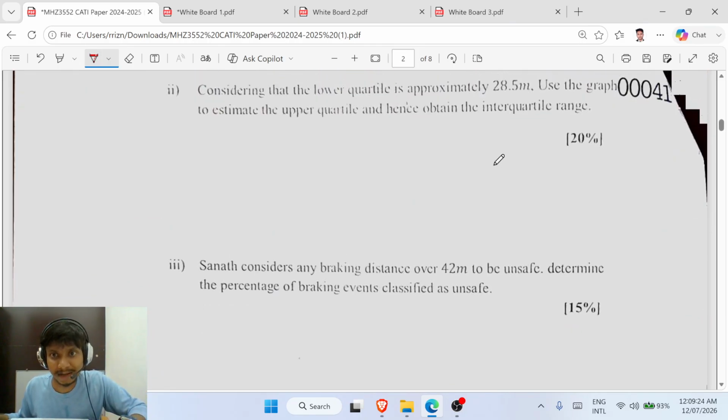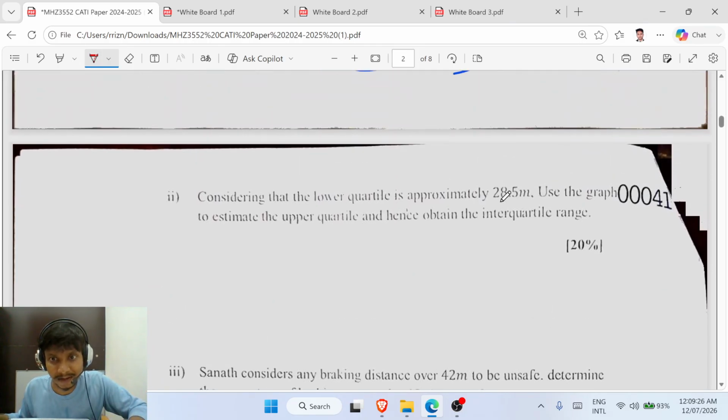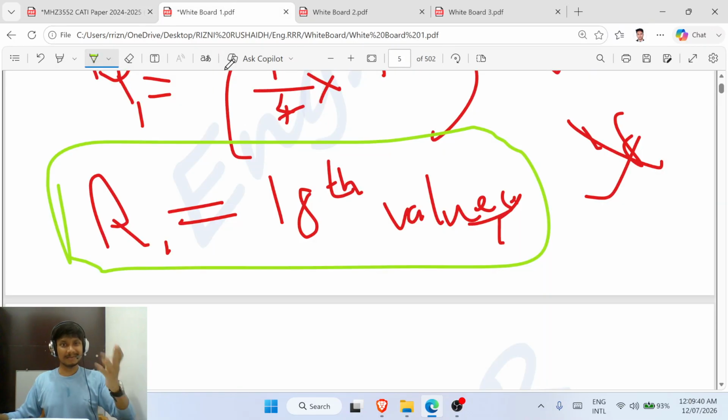They have already mentioned it here. 28.5 meter. Here, considering the lower quartile Q1, it is approximately 28.5 meter. This is the idea.